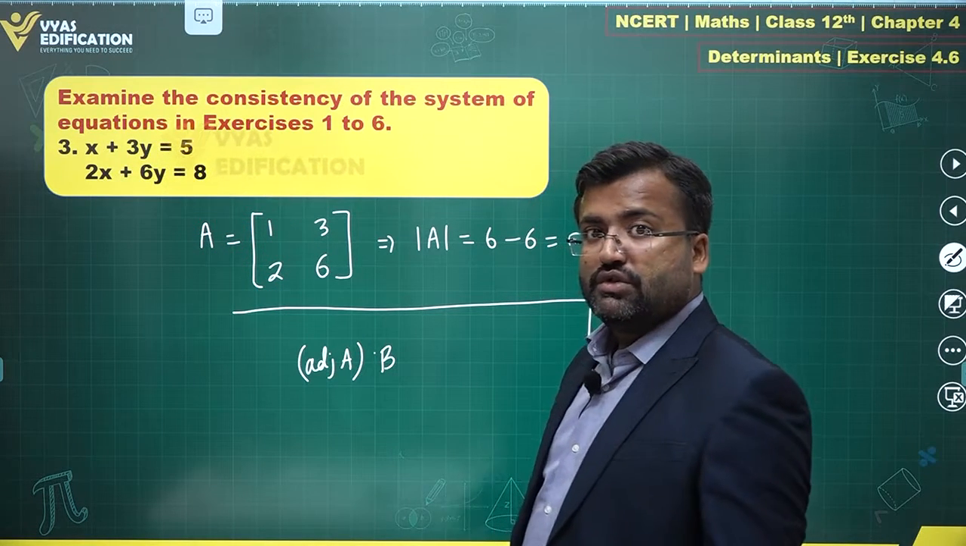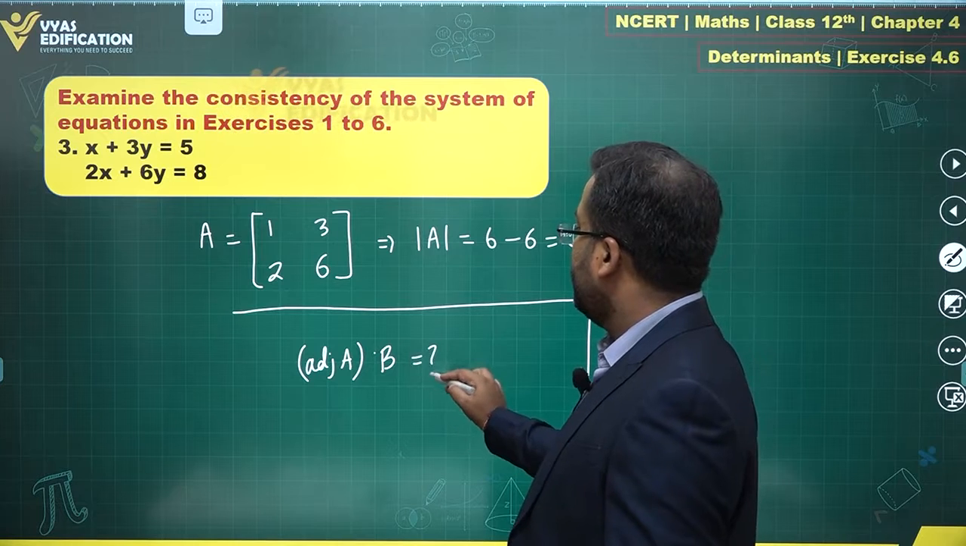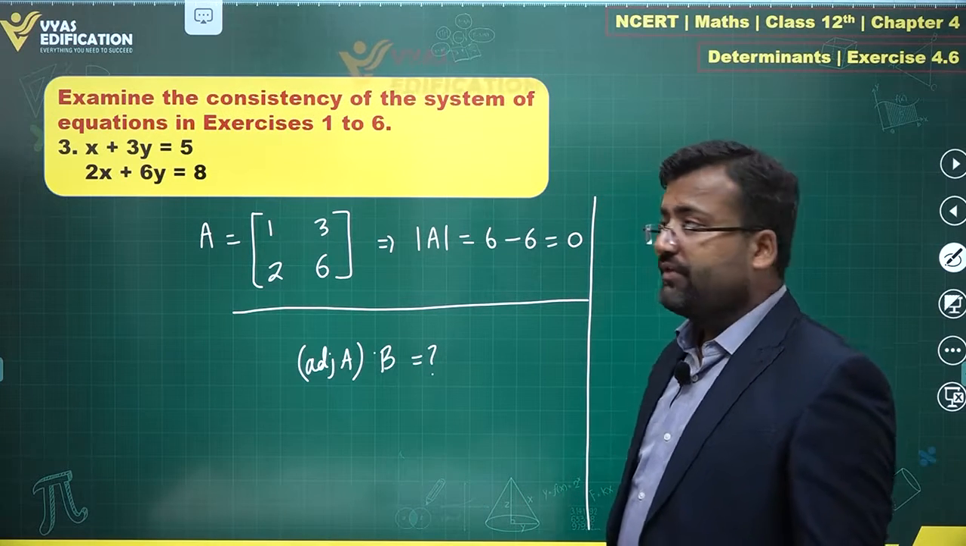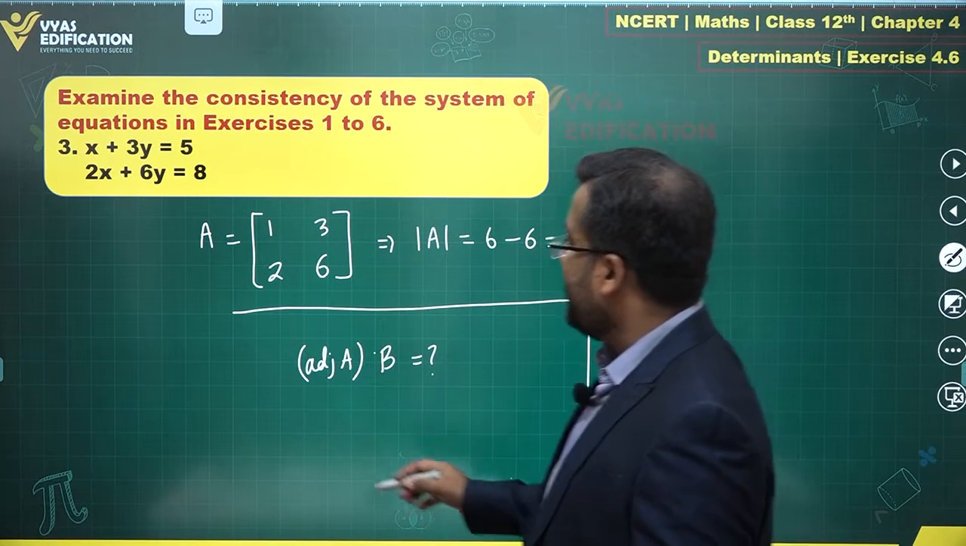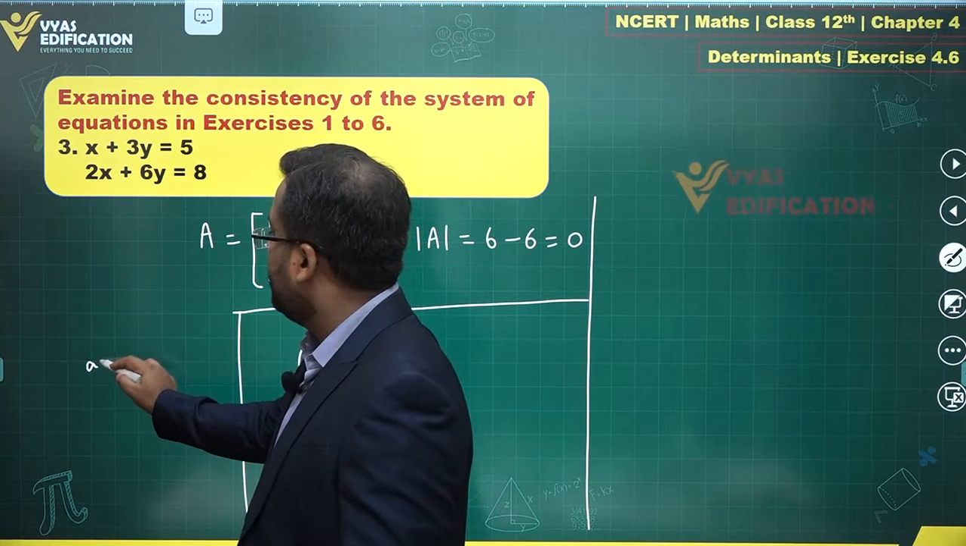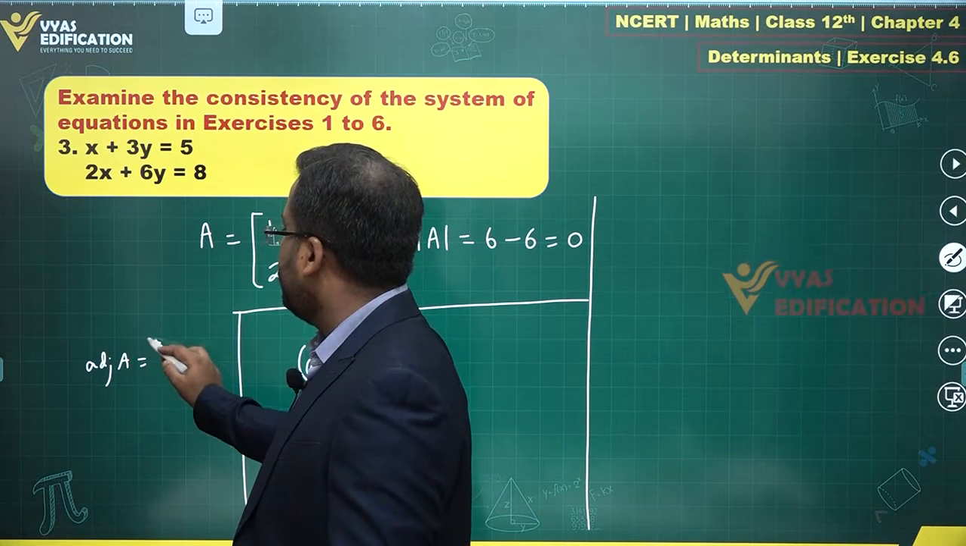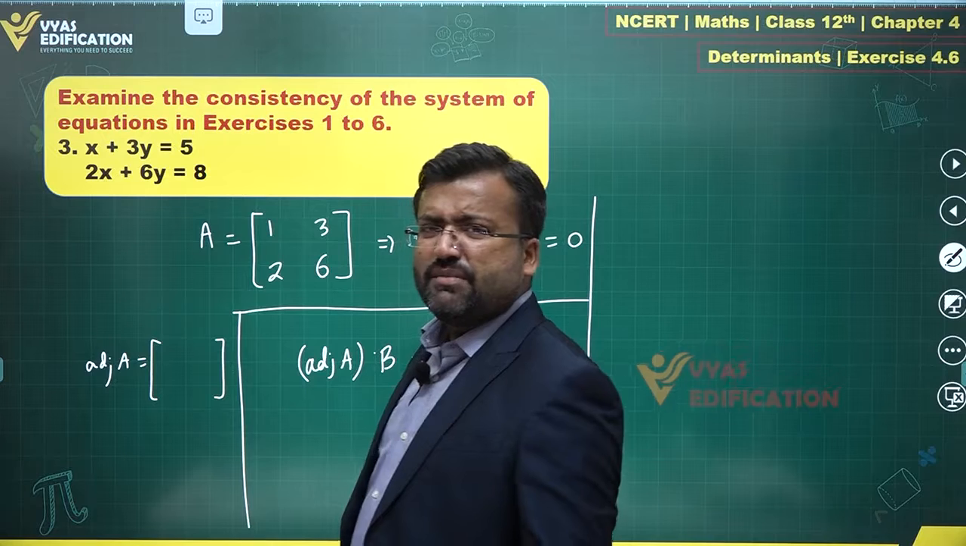What is this equal to? For this, I'll have to find the adjoint of A first of all. Using this matrix A, what is the adjoint of A? The adjoint of A for a 2 by 2 matrix is not a difficult thing. It is a very simple thing.